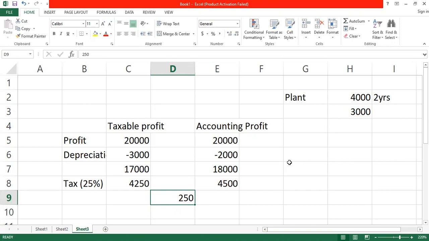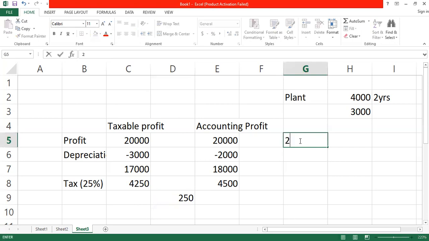Okay, let's leave what is causing the difference and go to a different year. Let's assume that this is the first year. Accounting profit is still the same for the two: 20,000, 20,000. So let's come here. What will be the capital allowance in respect of the assets in the second year? How much will the tax authority be giving?